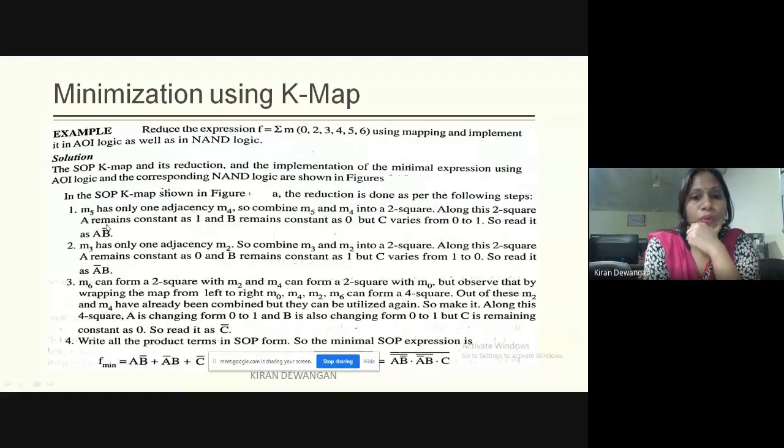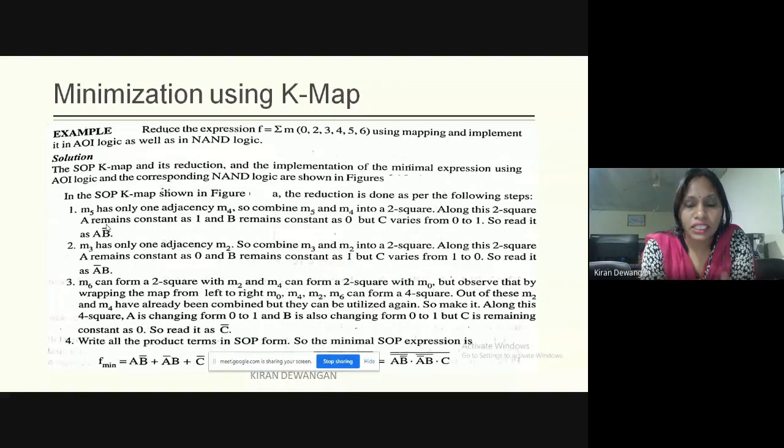As I got a question yesterday, how do we get to know how many variables the function has? We need to check the min terms present in the function. Since the min terms present are from 0 to 6: if it is a 3-variable function, it will have min terms only from 0 to 7, that is 8 min terms. If it is a 4-variable function, it will have min terms from 0 to 15.